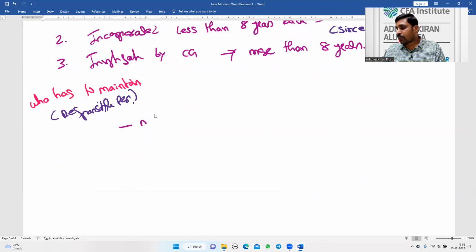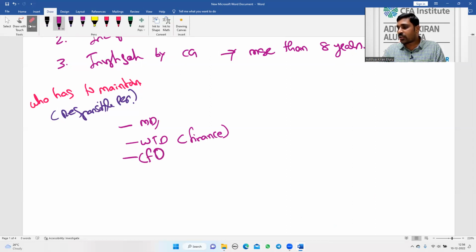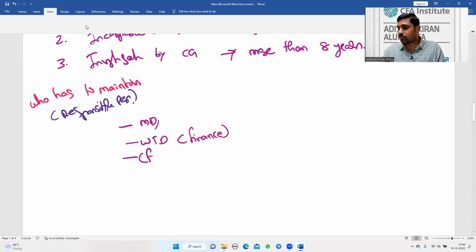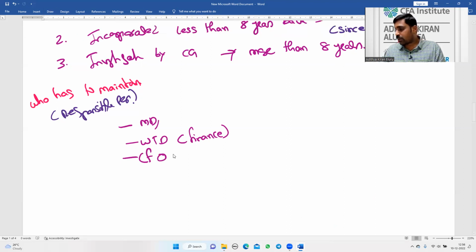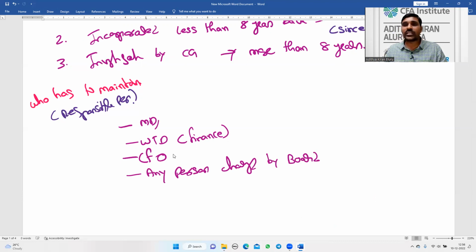Basically, the managing director or the whole-time director in charge of finance, the chief financial officer, or any person authorized by the board. Charged means delegated, work delegated by the board. So these are the persons who have to maintain.